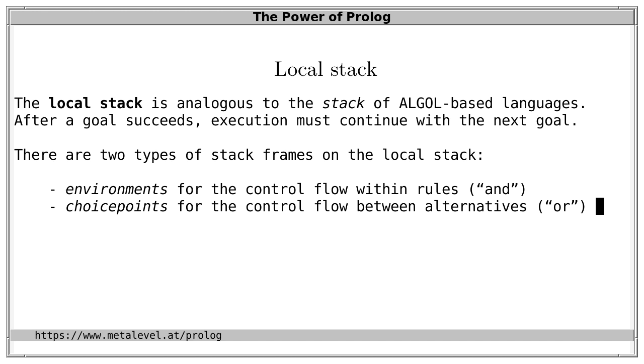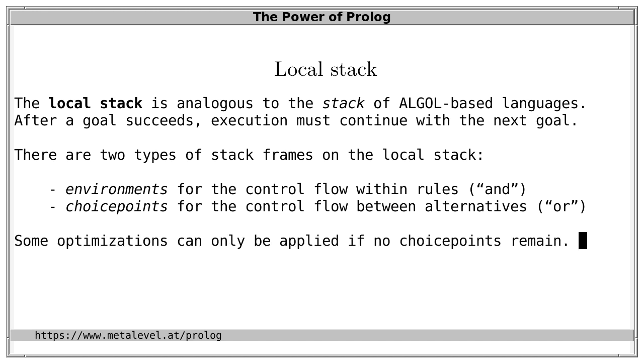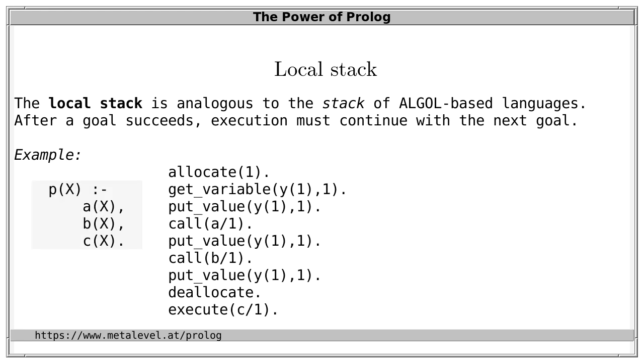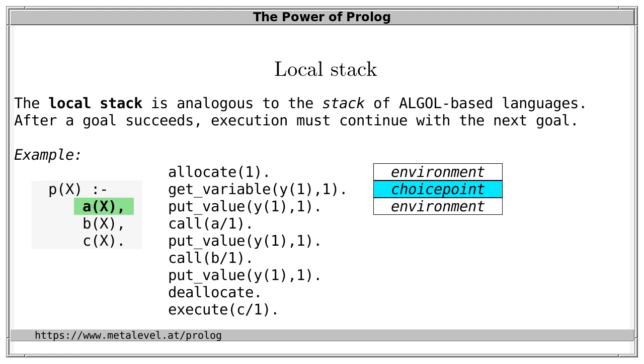And knowing a bit about choice points can be useful, because a Prolog system can apply some optimizations only if no choice points remain. And the most notable example is tail call optimization, because suppose that we allocate an environment as before and then invoke a goal. And now suppose that the goal leaves a choice point. For example, because it has multiple clauses and more than one applies. Or for example, because it calls another predicate that creates a choice point. And then the computation proceeds as normal, for example, allocating and deallocating environments. But the choice point remains.